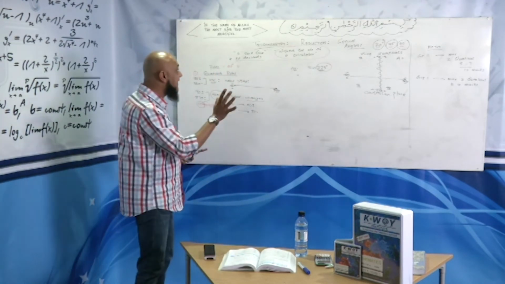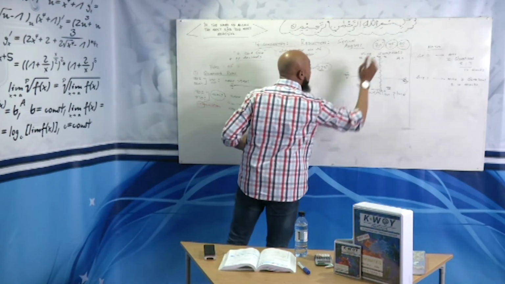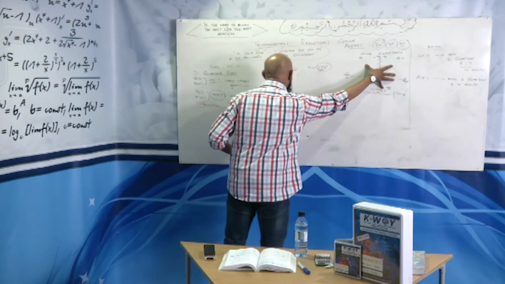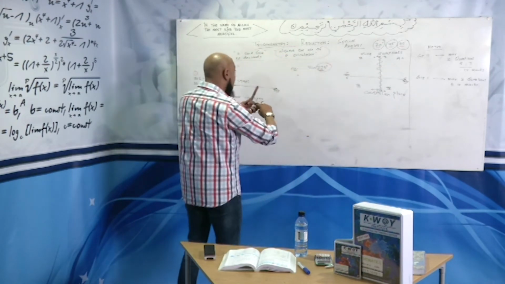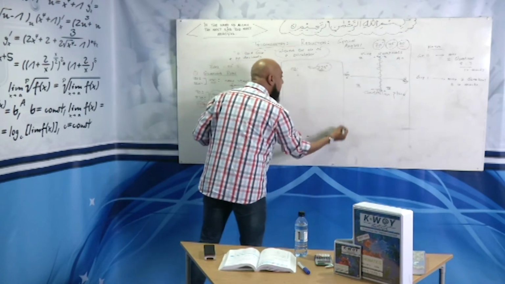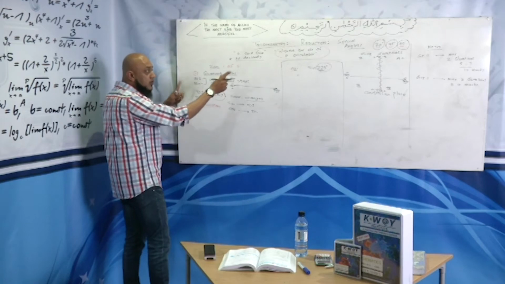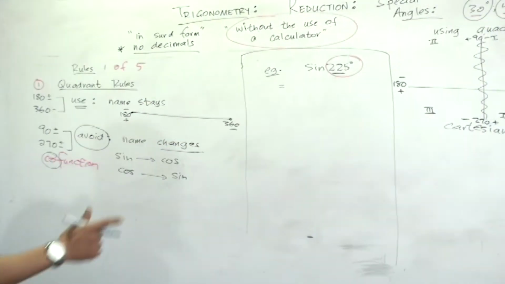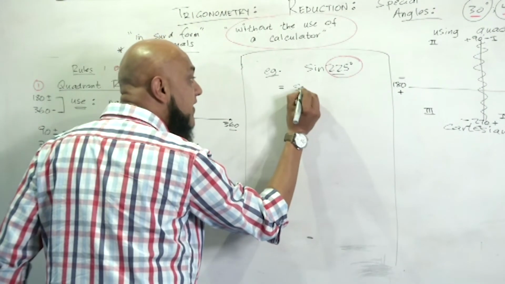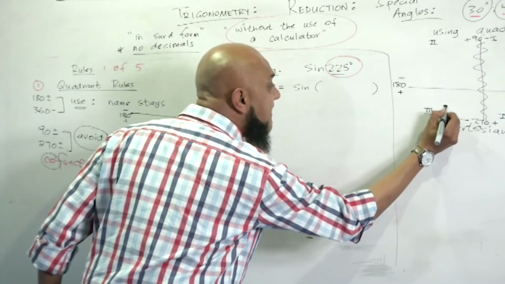So just to quickly recap, trigonometry reduction, special angles, 30, 45, 60 degree angle. We're going to be using the Cartesian plane to reduce that. This is our question. I'm going to show you how to reduce it. The first rule, quadrant rules, how do we use our rules? So we got sine 225, that is going to be broken up. Now 225 is in that quadrant.